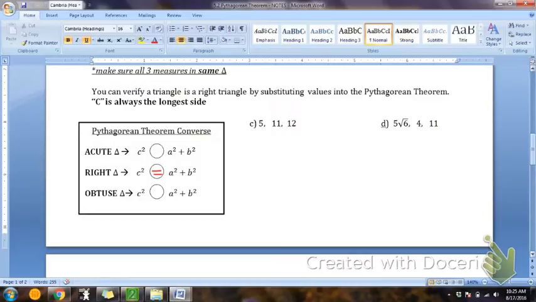So let's check letter C. Which one's my biggest here? 12. So this is going to be my C value. And I'm going to set it up like this. C squared, and then I'm going to draw a circle because I don't know if it's equal to, greater than, or less than, I don't know, a squared plus b squared. Okay, remember that circle means I just don't know if it's equal to, I don't know if it's less than, I don't know. So if we plug our numbers in, we said 12 was the biggest, so 12 is going to be my c value.